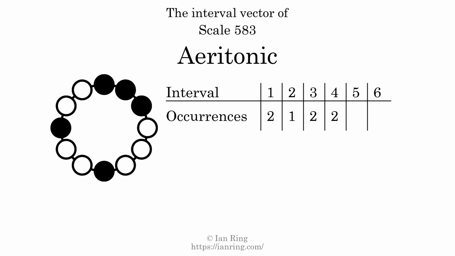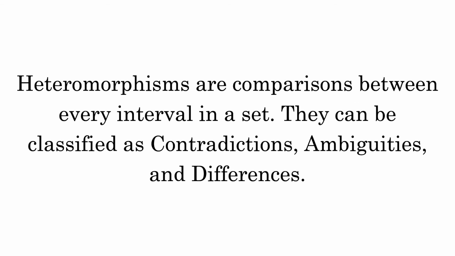There are 2 intervals with the size of 4 semitones. They are here and here. There are 2 intervals with the size of 5 semitones. They are here and here. There is 1 interval with the size of 6 semitones. It is here. Each interval does not appear in this scale a unique number of times, so this is not a deep scale.